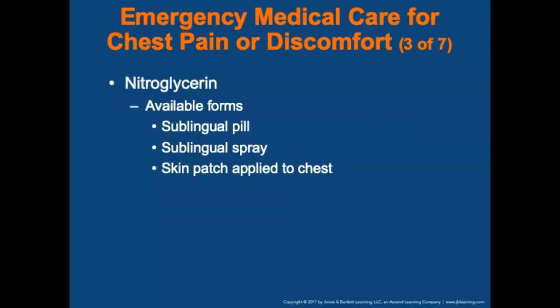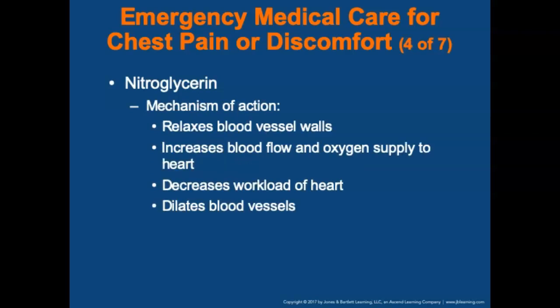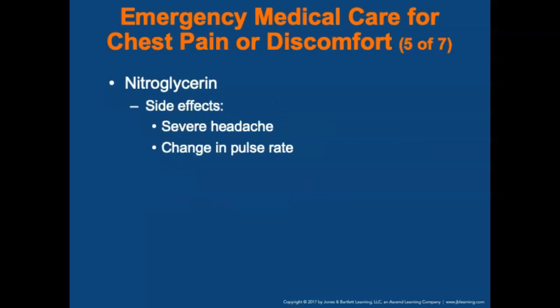And next there is nitroglycerin. So nitroglycerin is the medicine that we use, and it's available in a sublingual pill or sublingual spray, so under the tongue. A skin patch can also be applied to the chest. What nitroglycerin does, the mechanism of action, is it relaxes the blood vessel walls. It increases blood flow and oxygen supply of the heart, and so it decreases the workload of the heart, and it dilates the blood vessels. It also can cause severe headaches, and it may cause a change in a patient's pulse rate as well, so it may make them tachycardic or bradycardic.